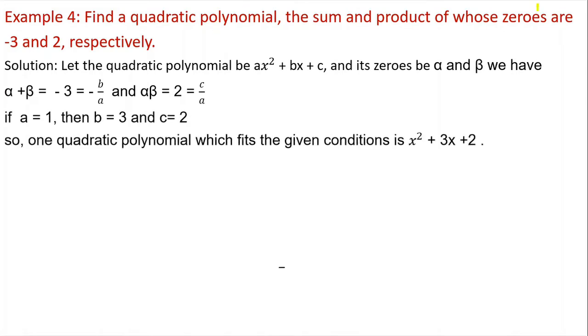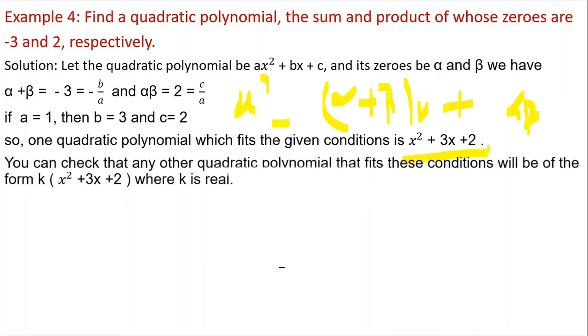There is also another method to find the equation when alpha and beta are given. The general equation is x squared minus (alpha plus beta) times x plus alpha beta is equal to 0. So this is one of the general equations for finding the required polynomial equation when alpha and beta are given. If we substitute minus of alpha plus beta, that is plus 3, and alpha beta as 2, we again get the same x squared plus 3x plus 2.